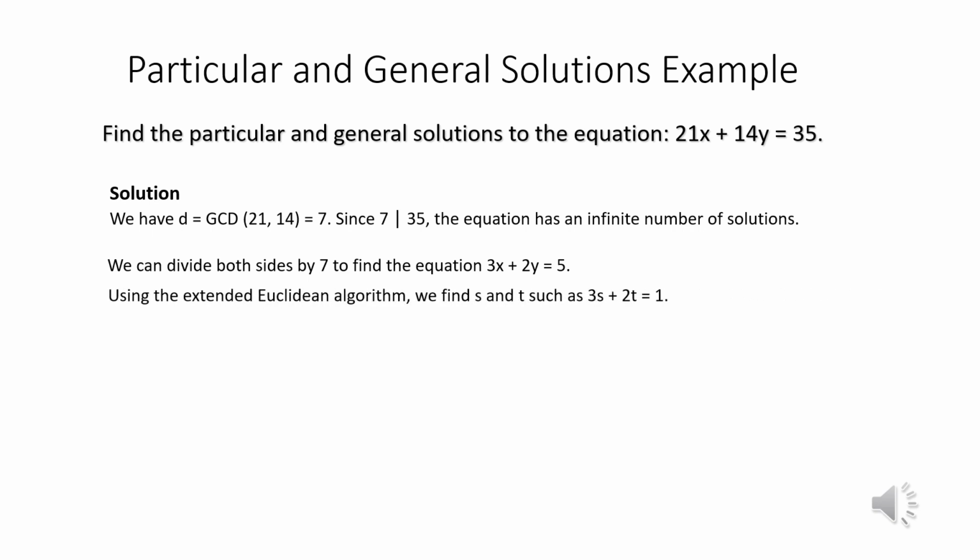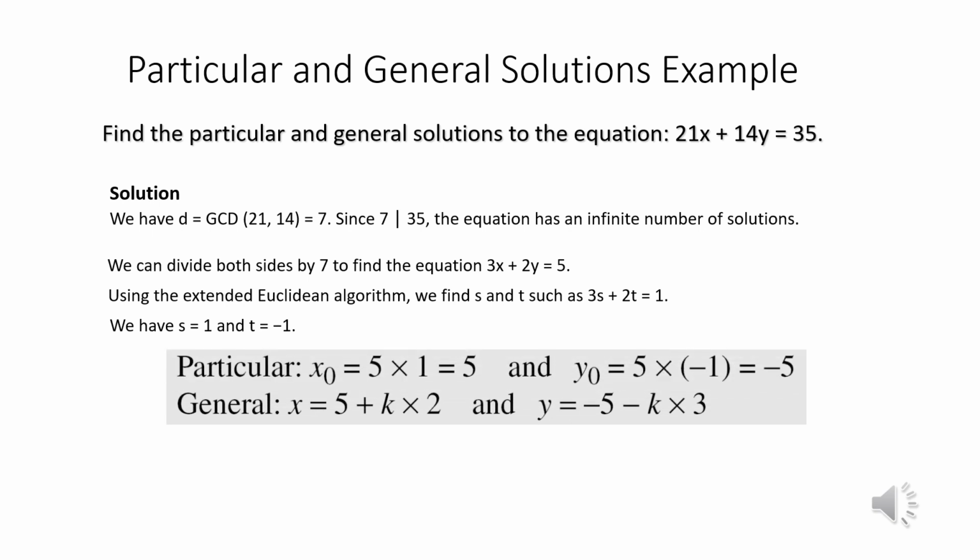Using the extended Euclidean algorithm, we find s and t such that 3s plus 2t equals 1. We have s equals 1 and t equals -1. Therefore, the solutions are (5, -5), (7, -8), (9, -11). We can easily test that each of these solutions satisfies the original equation.